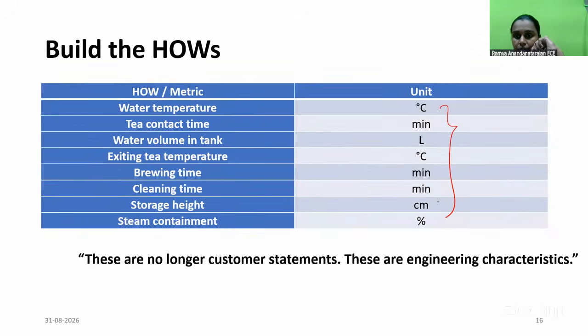So these are the 9 metrics now. That is water temperature, tea contact time, water volume in tank, existing tea temperature, brewing time, cleaning time, storage height, and steam containment. So these are not mere statements anymore. They are all engineering characteristics now. So the metric has a value expressed in this unit. For example, if you say water temperature, it's going to be mentioned in degrees Celsius. If you say tea contact time, it is going to be mentioned in minutes. So these are all measurable metrics now.